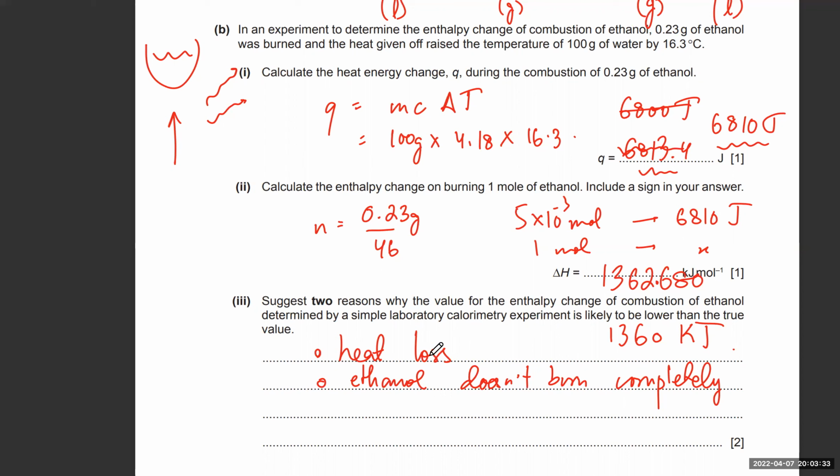No, that's heat loss to the surroundings. Oh, okay. So the temperature rise on the thermometer would be lesser because a lot of heat is lost, so the heat that you'll be measuring would be lesser. Or the ethanol is not burning completely. If it doesn't burn completely, the heat that is produced would be less, obviously. Or maybe the ethanol is impure. Okay?